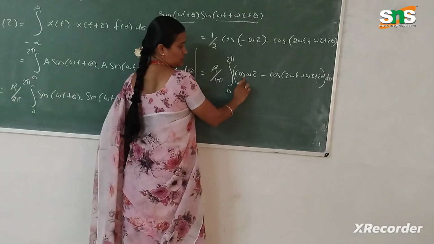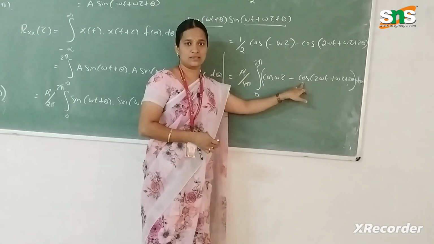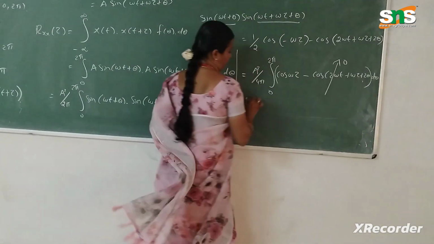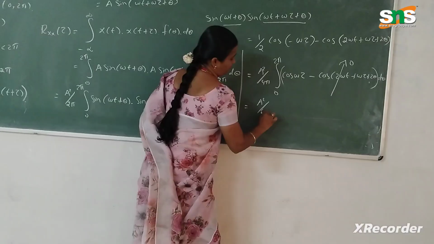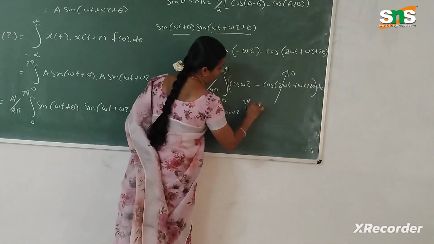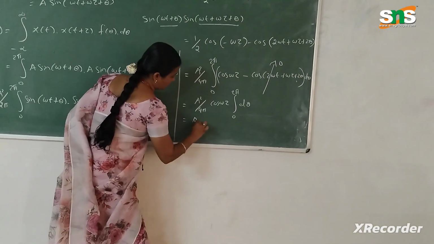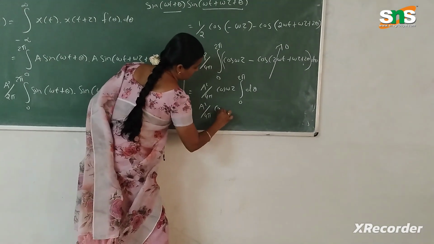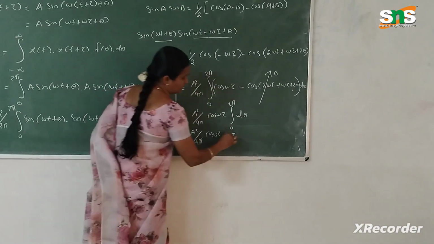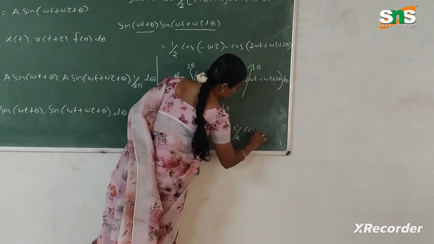Look at the answer. The first term is independent of theta, so take it outside. The integral of cos is sine, so this second term cancels. Its answer is 0. Therefore a squared by 4 pi cos omega tau into the integral from 0 to 2 pi of d theta. The integral of d theta gives a squared by 4 pi cos omega tau into 2 pi. Therefore, 2 pi cancels and my autocorrelation function value is a squared by 2 cos omega tau.